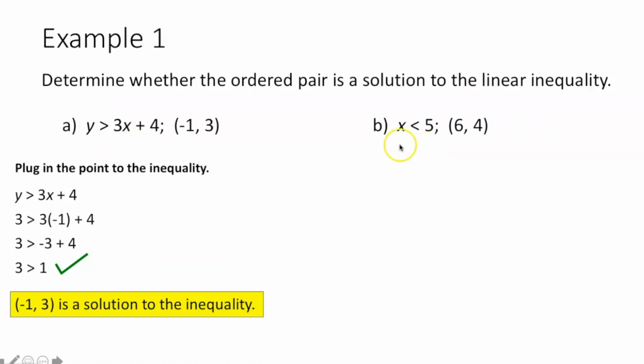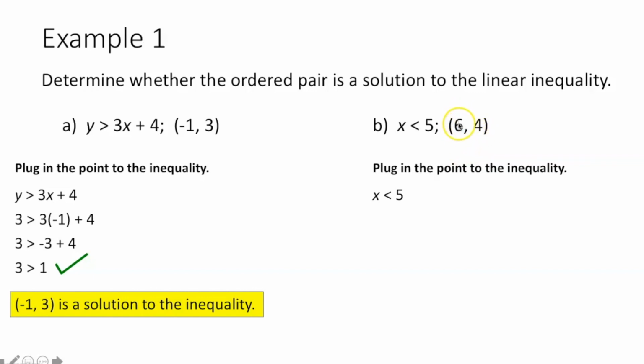Next, for part B, we're doing the same thing. We have x is less than 5, and we have the point (6, 4). So we want to determine, is this point one of the solutions to this inequality? Well, all we have to do is plug in the point and simplify and see if the inequality comes out true. So what we're going to do is take this inequality and plug in, oh, there's no y, there's only an x. Well, that's okay. We just plug in the x value.